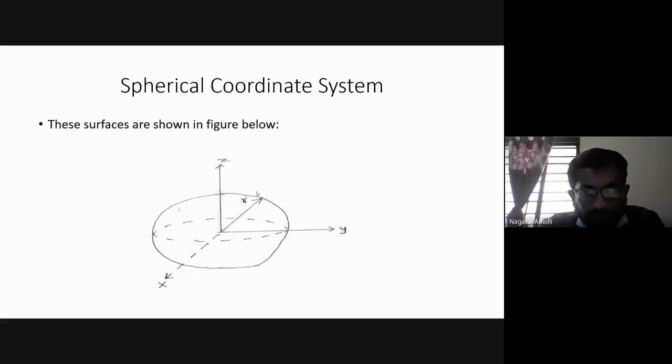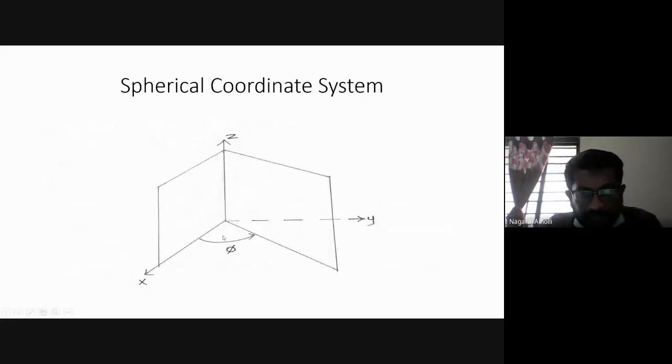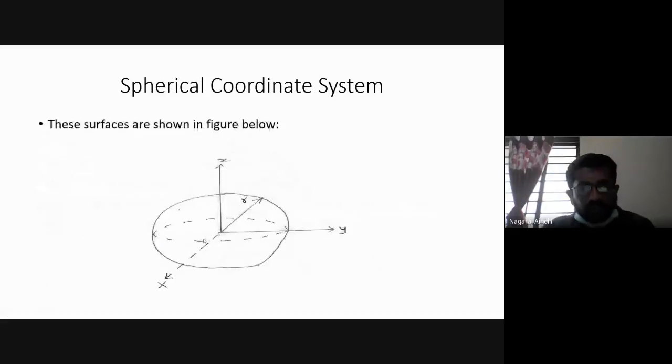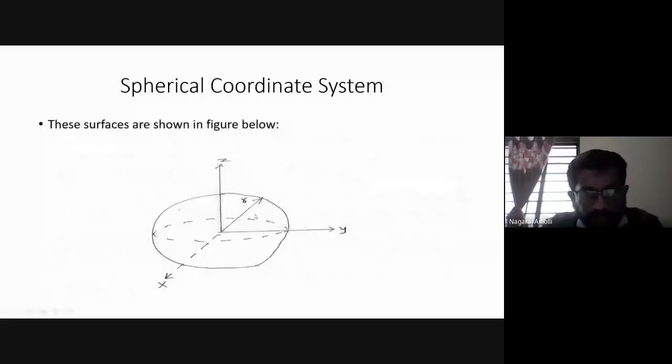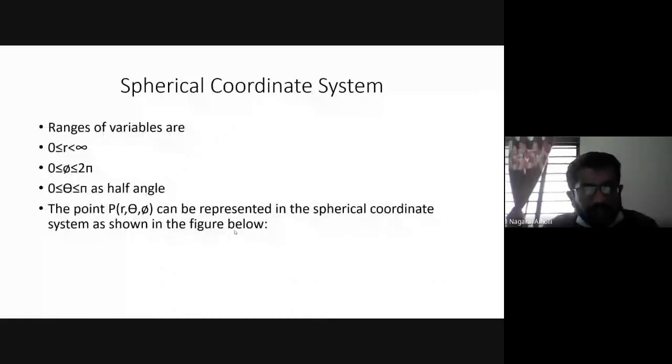Next, a half plane that is making an angle phi with respect to the xz plane. Now to represent all this, we are taking a point P in the spherical coordinate system, which is at the position r comma theta comma phi. These are all the surfaces that we have defined just now. We'll see, if we consider the point P of r comma theta comma phi, what will be the ranges of the radius, the angle phi and the angle theta.